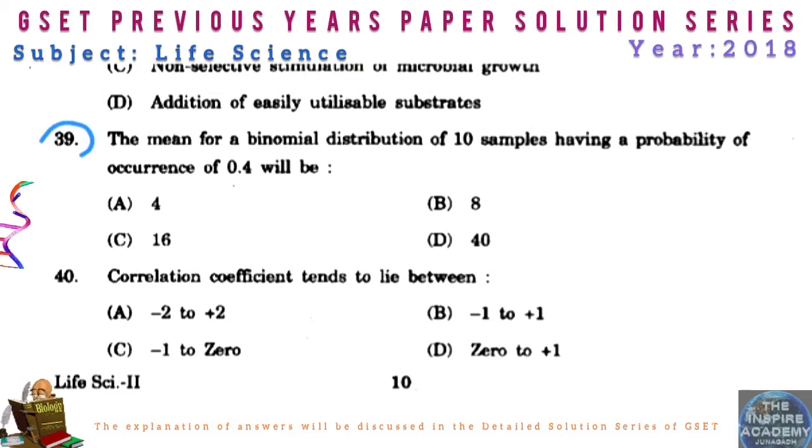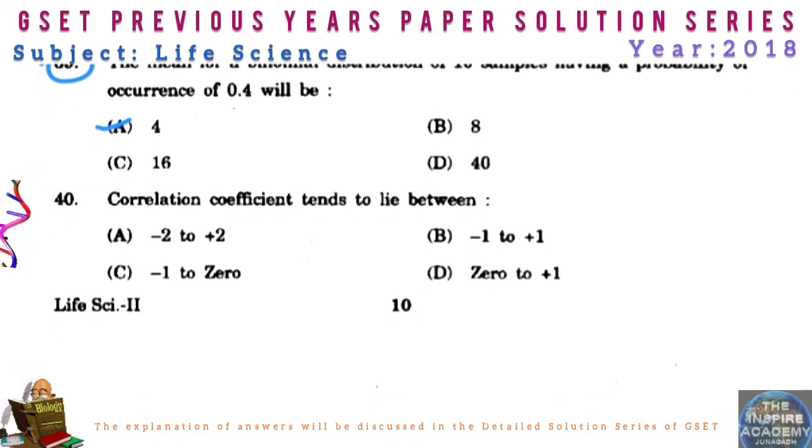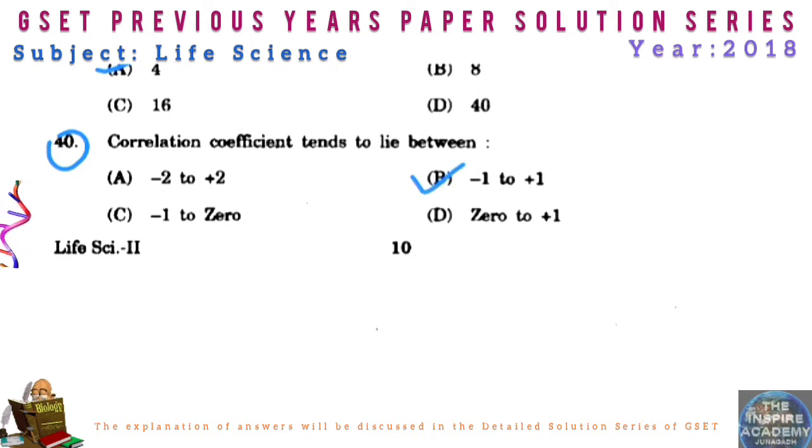Question number 39. The mean for a binomial distribution of 10 samples having a probability of occurrence of 0.4 will be 4. Question number 40. Correlation coefficient tends to lie between -1 to +1.